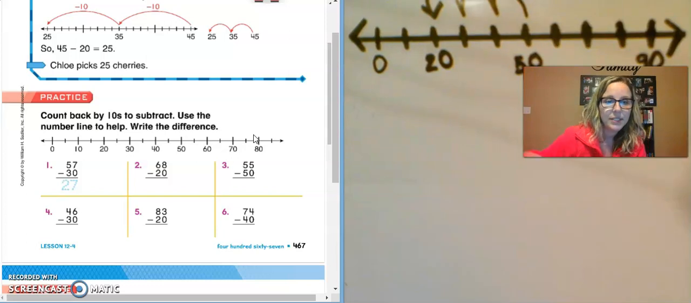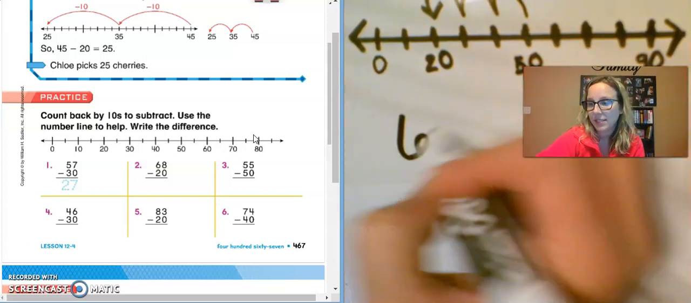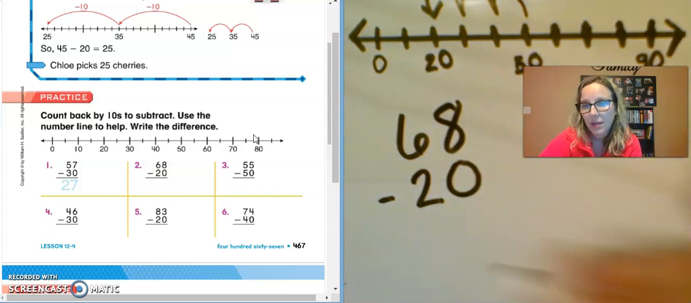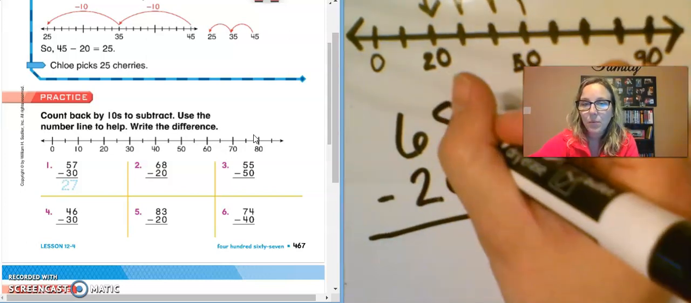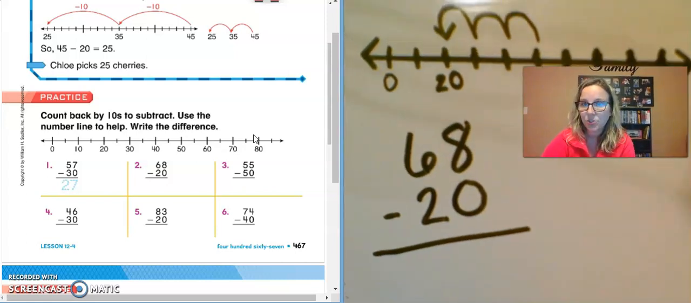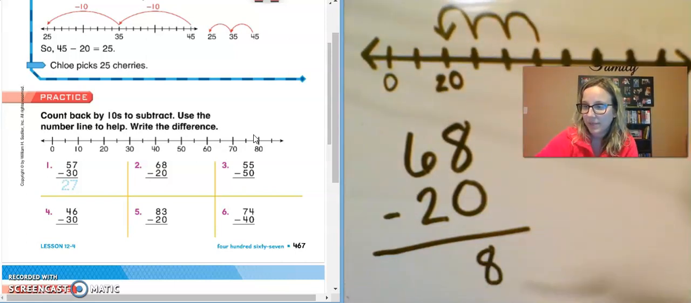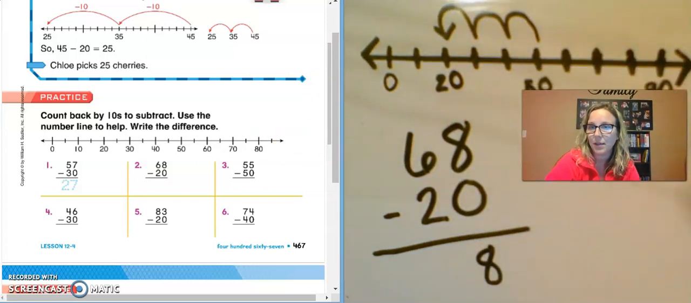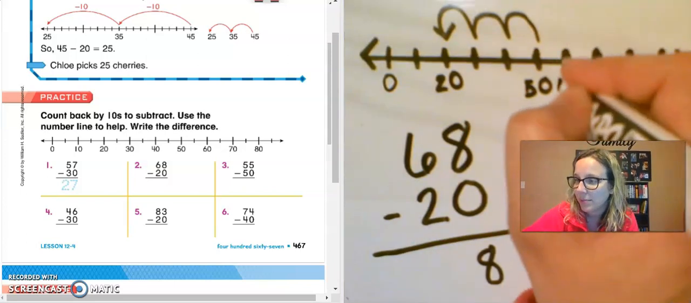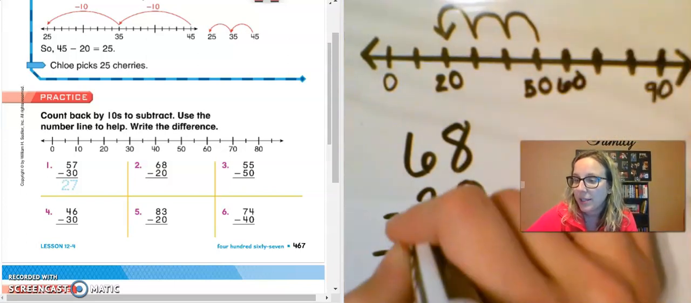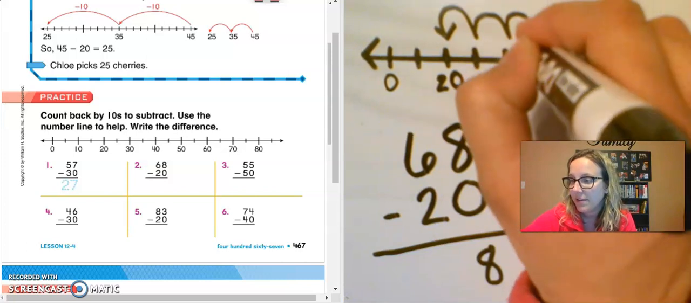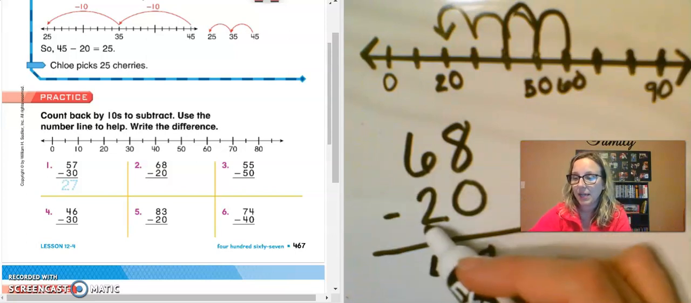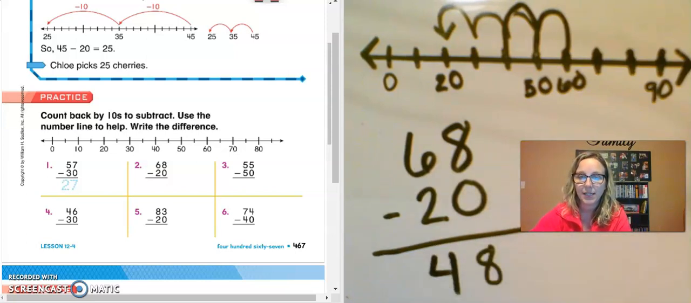Number 2 says 68, so 6 tens and 8 ones, take away 20. So I know that my ones are not going to change, so I can just bring down my ones. And now if I start at 60, which would be right here on my number line, I can jump back 2 tens. So 60, 50, 40, and put my 4 there. So 68 minus 20 equals 48.